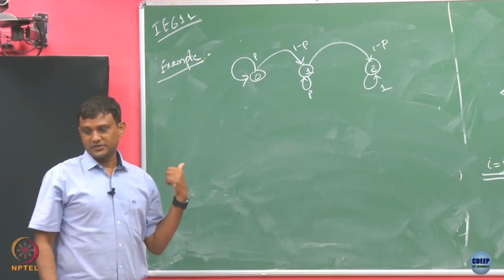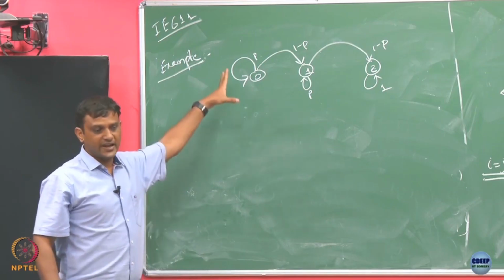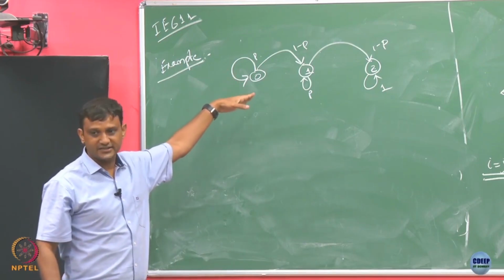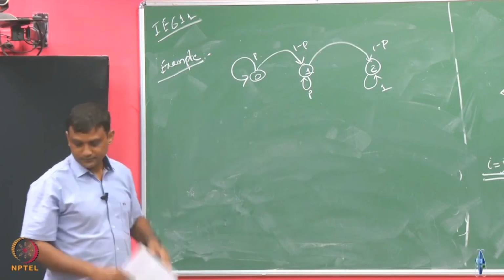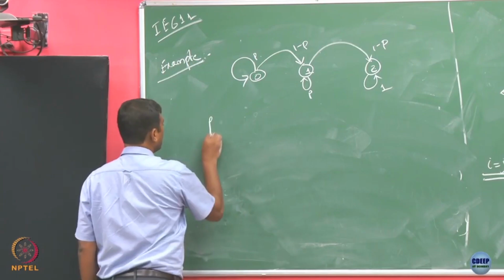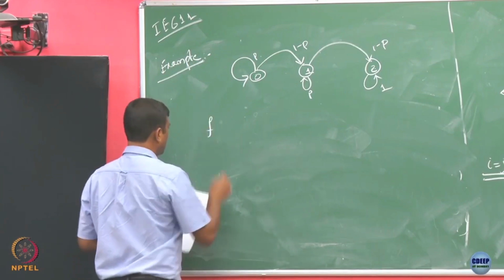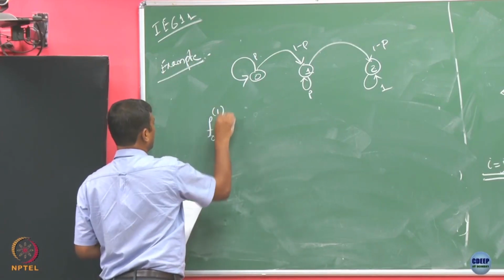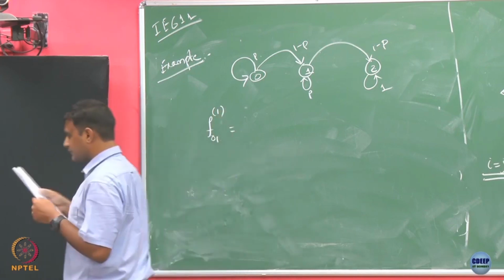So I have written this in terms of a transition diagram; you can also express the same thing in terms of the transition probability matrix. Okay. Now can we compute f_01?